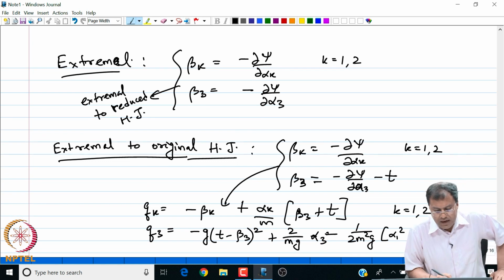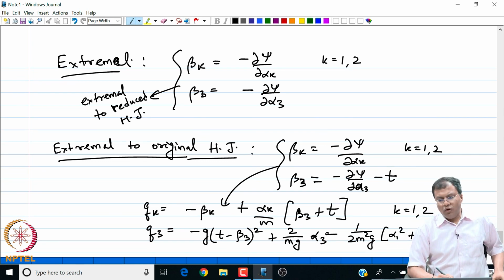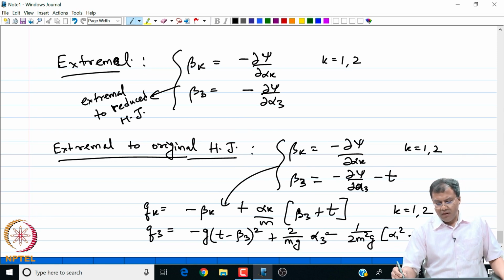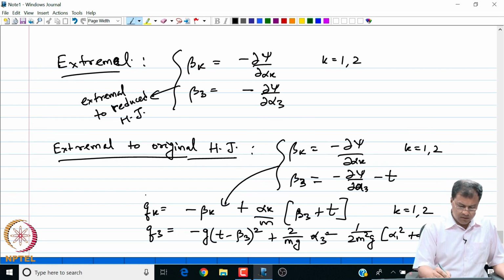So my original Hamilton-Jacobi is where the time, the independent variable, appears. Once we have the solution to the reduced Hamilton-Jacobi, we have shown that all we had to do was to change our last coordinate, the nth coordinate, as follows, and from here we can get the extremals. So this is my extremal solution.